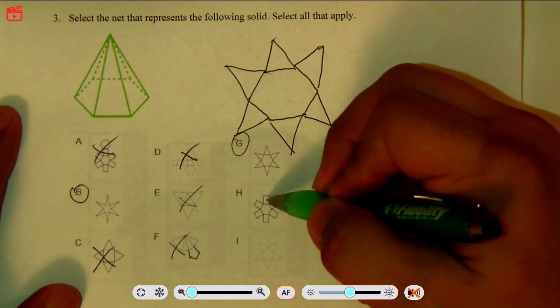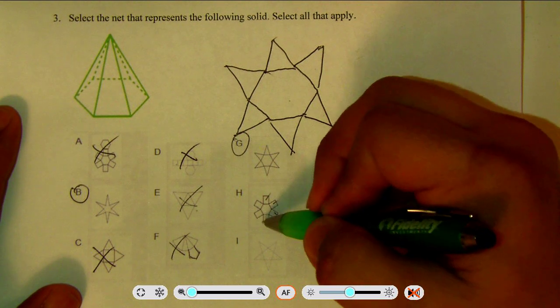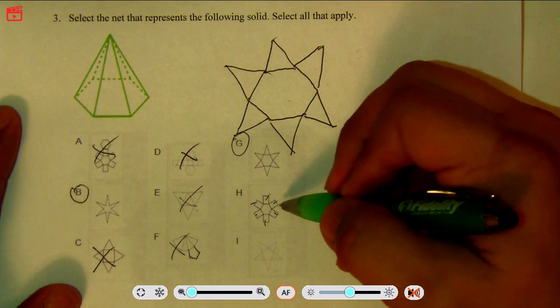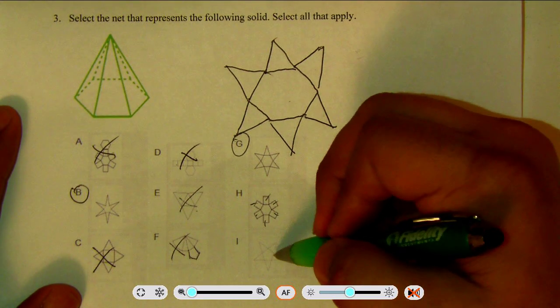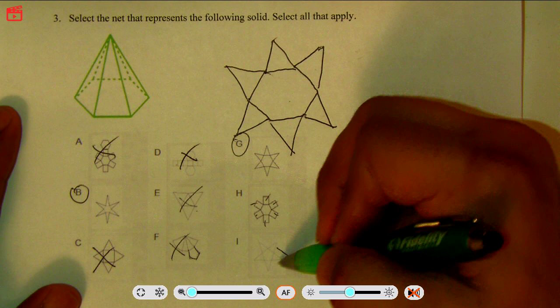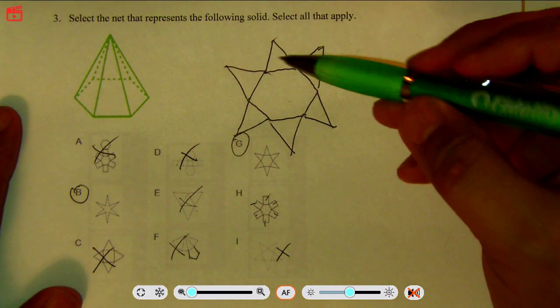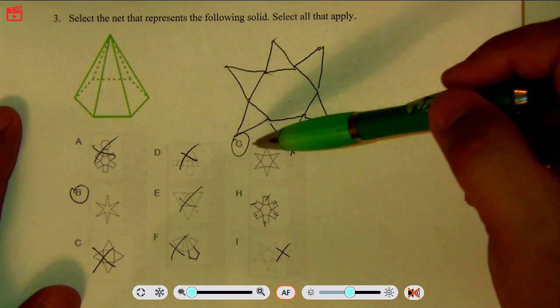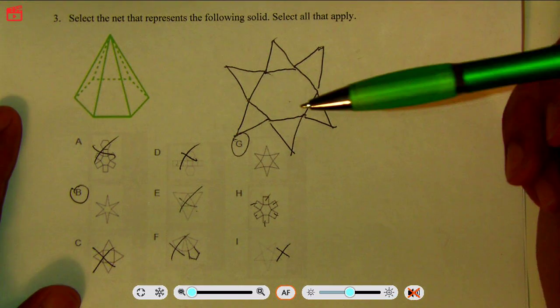Couldn't be H, because these are not triangles. Those are rectangles. And again, this is a pentagonal pyramid. So the only ones that seem like they make sense in this question are letters B and letters G.